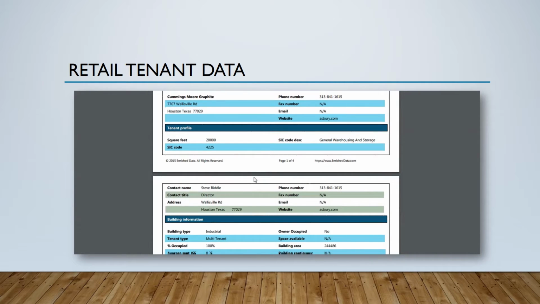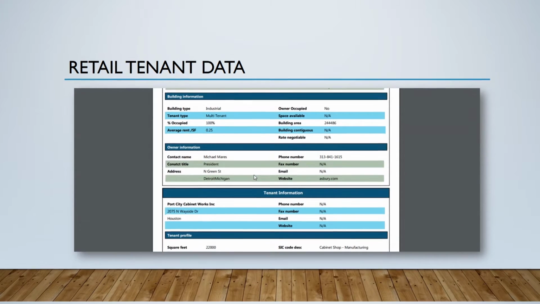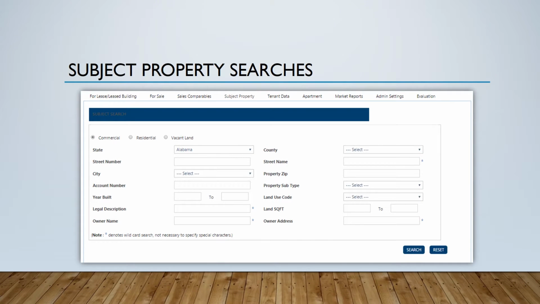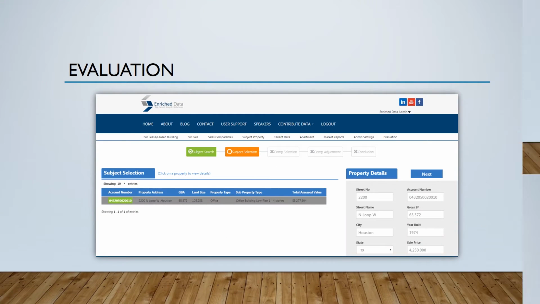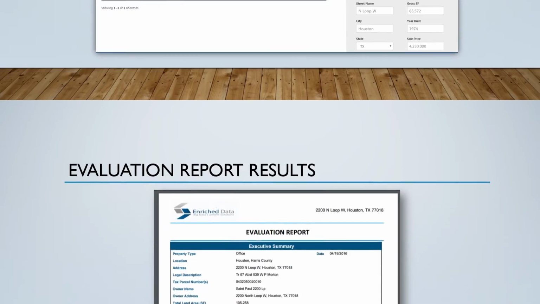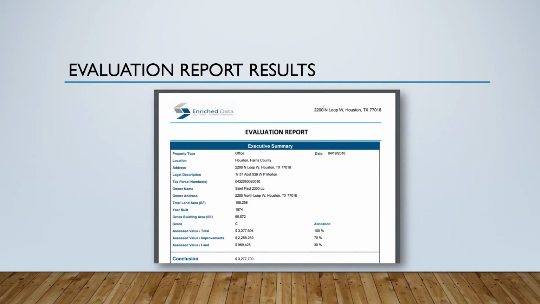In subject property searches, you can find property data for every commercial property in the U.S. or any residential property in the U.S. You can also run an evaluation on a property and get the value in minutes. The evaluation function takes into account sales comparables.